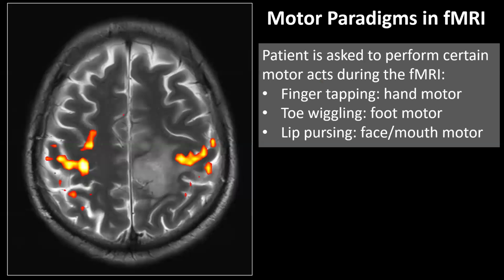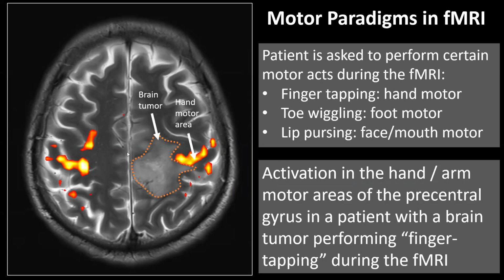This is also a patient with a brain tumor. So the patient is finger tapping, and here is a brain tumor. The brain tumor is located in the paracentral lobule and the precentral gyrus, the more lateral aspect. And here we have the hand knob area, and we see motor activation over here located immediately next to the tumor on the left side.